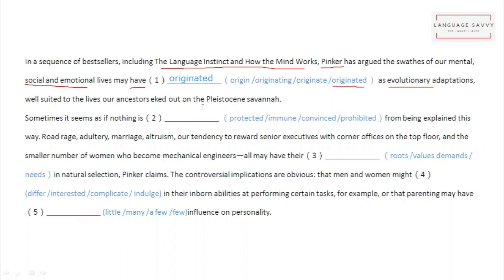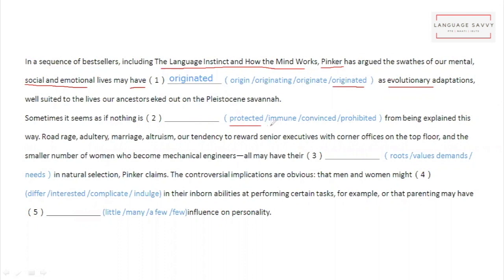Now coming back to the question, lives may have originated as evolutionary adaptations well suited to the lives our ancestors eked out on Pleistocene savanna. So sometimes it seems as if nothing is dash from being explained this way. So what he really means is that everything can be explained this way. So this is actually a double negative sentence, which makes it a positive sentence. So that being said, we can now say that convinced and prohibited cannot be used because they would turn the sentence negative. Now we are left with protected and immune.